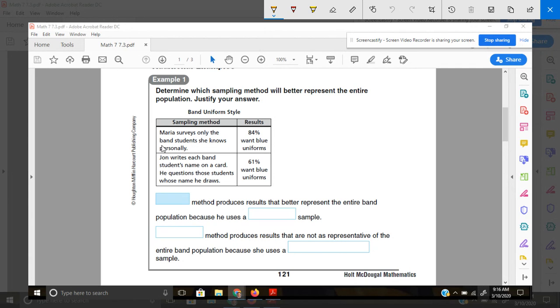In the first one, Maria surveys only the band students she knows personally. And the results were that 84% want blue uniforms. John, however, writes each band student's name on a card, and he questions those students whose names he draws. And of that, 61% of those random people want blue uniforms. So, whose method produces a better result that represents the entire band population? Well, that would be John's method.